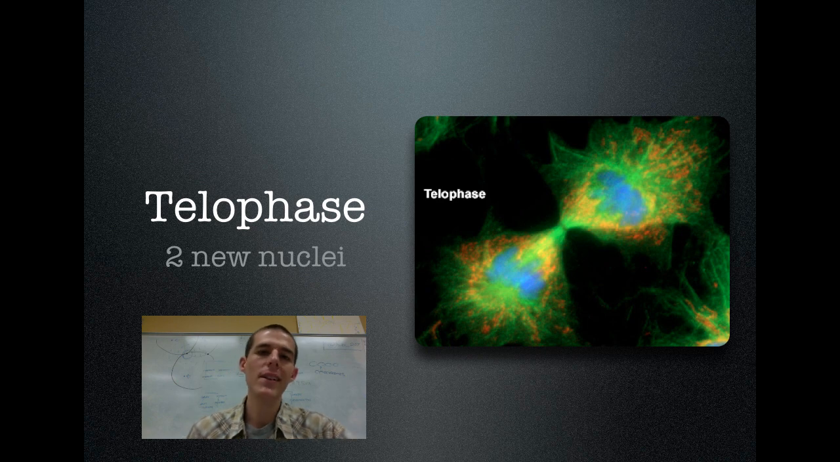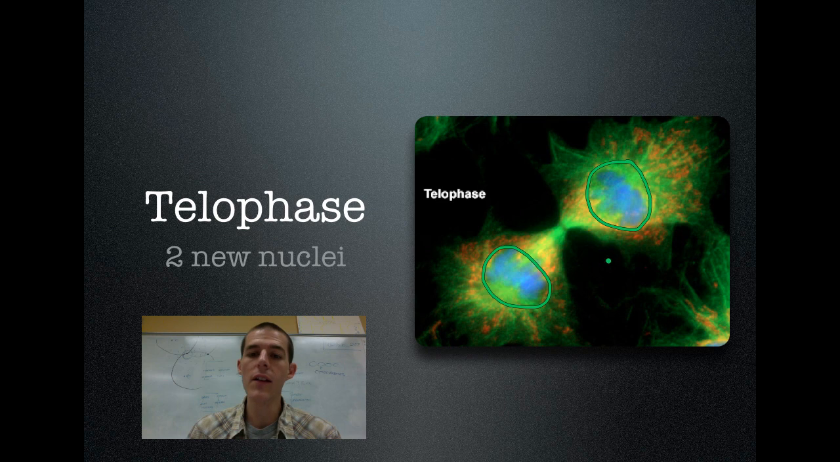Next we get to telophase. Once we get to telophase, we have got two distinct nuclei in the cell. If you look at our little micrograph here, all the blue are the chromosomes. There is one set of genetic information. Here's the other set of genetic information.